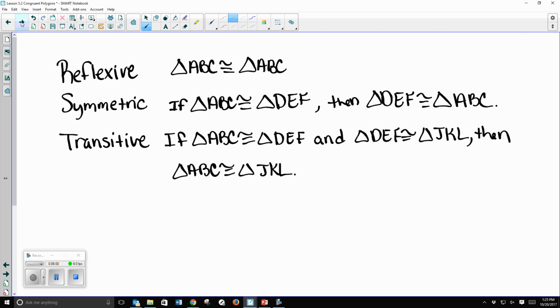When one triangle is congruent to itself, which seems like, why do we even have to say that? But you'll see, that is the reflexive property. If this triangle is congruent to this triangle, then you can switch the statements around and they're still congruent. You're just switching sides. Transitive seems more useful, even though they're all just as useful. Transitive property: if this triangle is congruent to this triangle, and this triangle is congruent to some other triangle, then that first triangle is also congruent to that triangle.